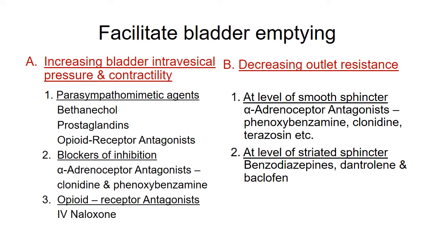Then for decreasing the outlet resistance, at the level of the smooth sphincter, we can give alpha adrenoreceptor antagonist, and at the level of the striated sphincter, we can give benzodiazepines, dantrolene, baclofen, etc. So this comes to the end of this pharmacology section.